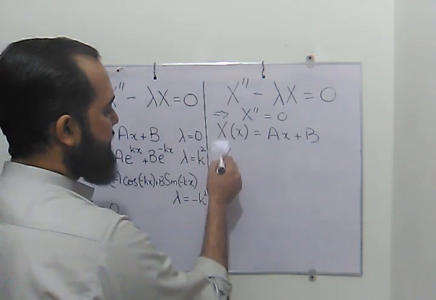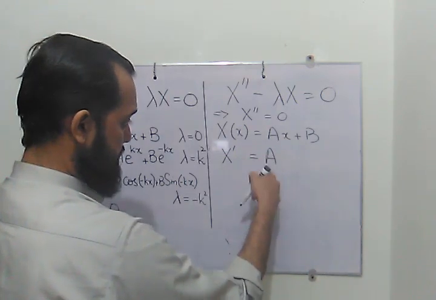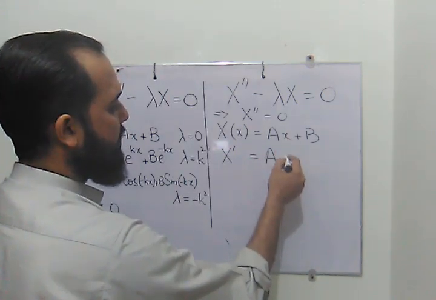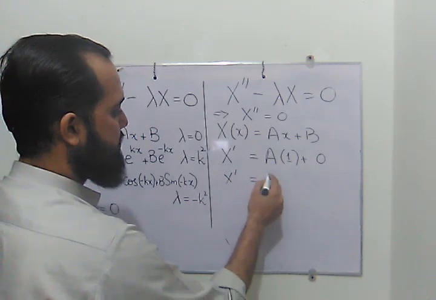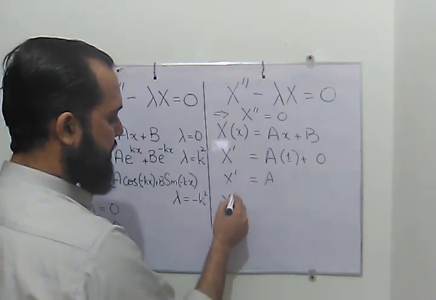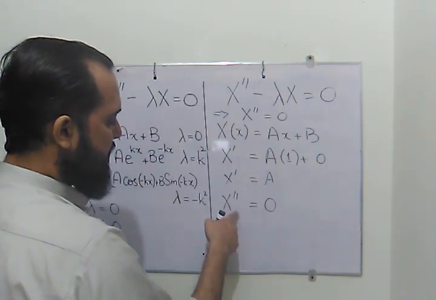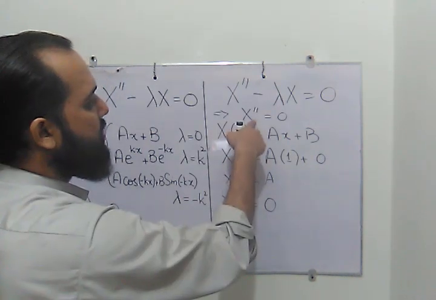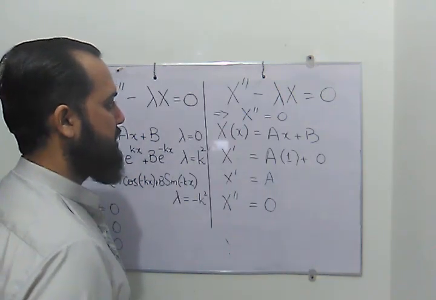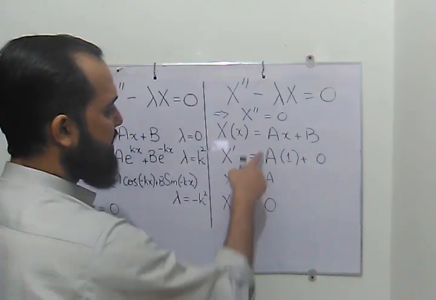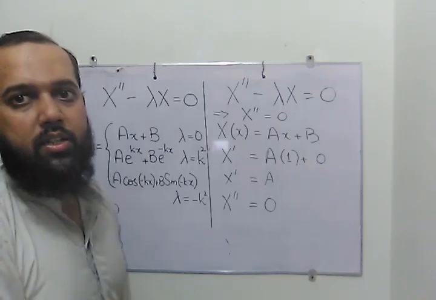So we take the first derivative, this becomes a, because the derivative of x would be 1 and the derivative of the constant is 0, so we have x prime is equal to a. If we take the double derivative, then the derivative of the constant would be 0, and we put this value in this equation, and we see that on both sides we have 0, which means that this is the solution of this differential equation when lambda is equal to 0.